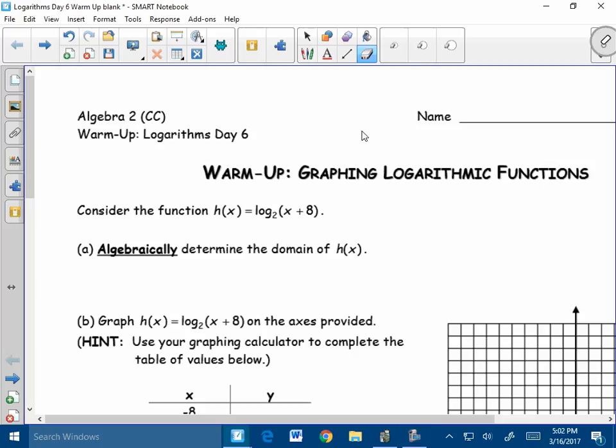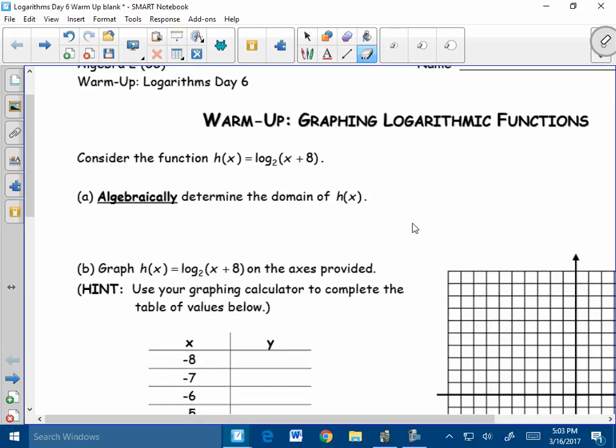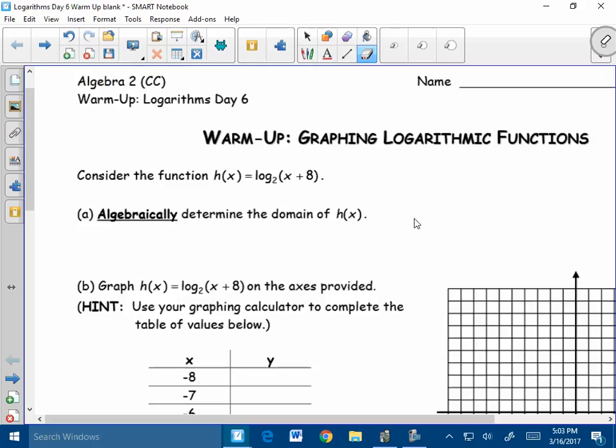This is a video for Algebra 2 Common Core, Logarithms Day 6, Solving Log Equations. We're going to start with this warm-up that has to do with graphing logarithmic functions. We haven't done much with graphing logarithmic functions on graph paper, but that is something they could feasibly ask you to do on the Regents, so it would be a good idea to practice that.